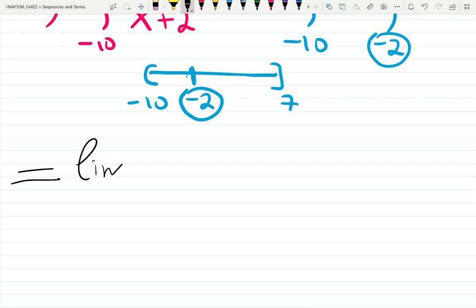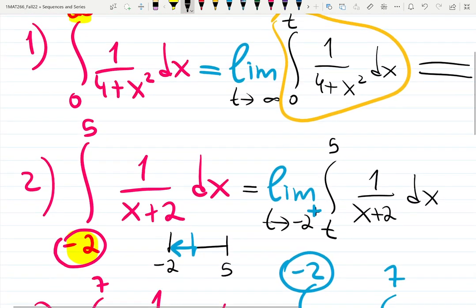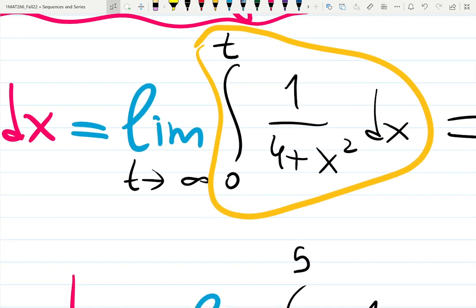Limit as T goes to infinity, integral from 0 to T. What do you think we should do with this? What method should we use to solve it? Someone mentioned u-substitution. You're not wrong, but it's not happening right now. The question for you is: what is the derivative of arctangent?